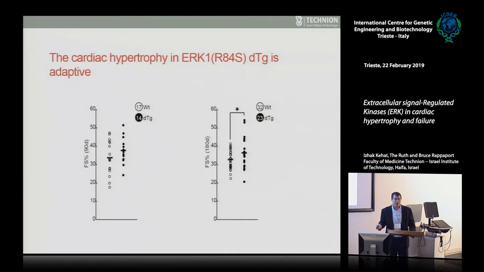And echocardiography showed us that this was an adaptive form of hypertrophy, because even with a long follow-up of 90 days and 180 days, the function of these mice was hypercontractile, better than control mice. And I also want to note that there is variability. Variability is part of nature, I think. Some of it may be technical, but part of it is intrinsic. And we needed quite a large number of animals to see statistically significant changes.